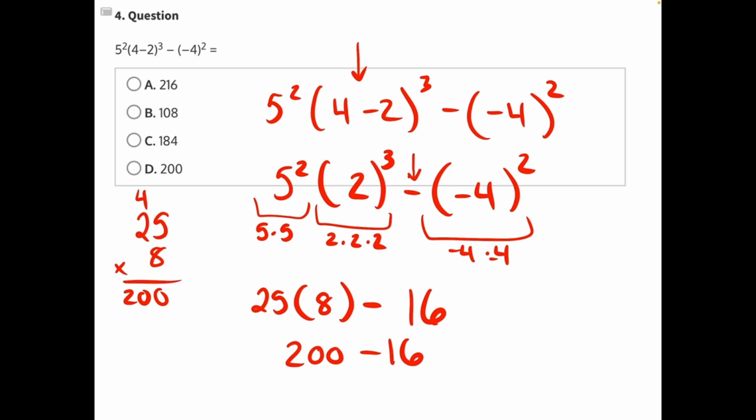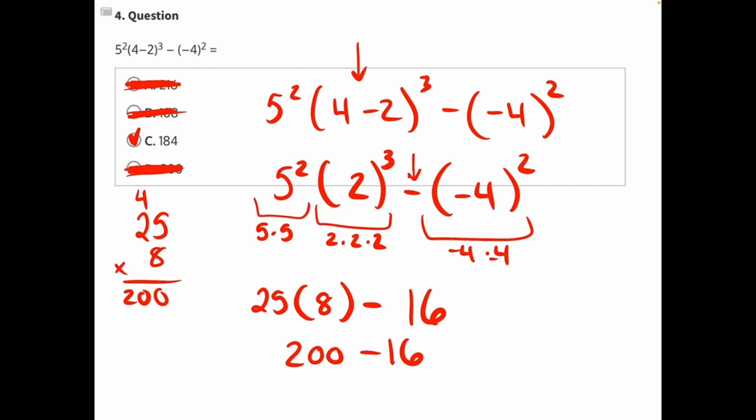And before we do this last step, we can actually look at our answer choices and eliminate down to our correct answer without having to do this last step. We know it can't be 200 because we need to subtract 16 from 200. We know it can't be 216 because, again, we're subtracting 16, not adding it. And we know it can't be 108 because we can't get to a number that low from this small of a subtraction problem. So it has to be answer choice C.